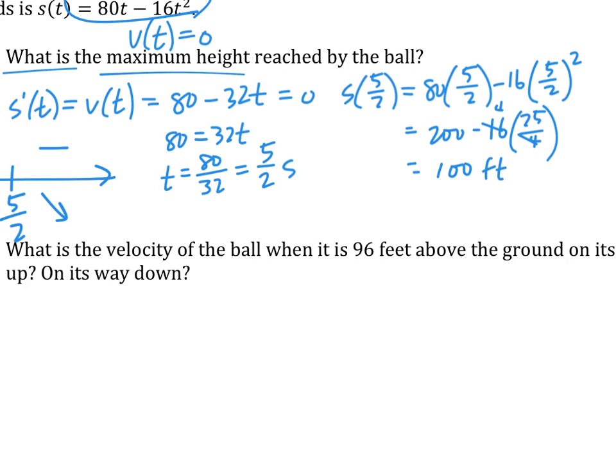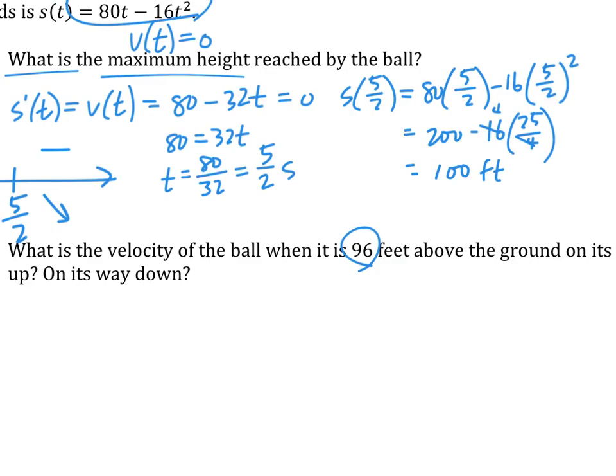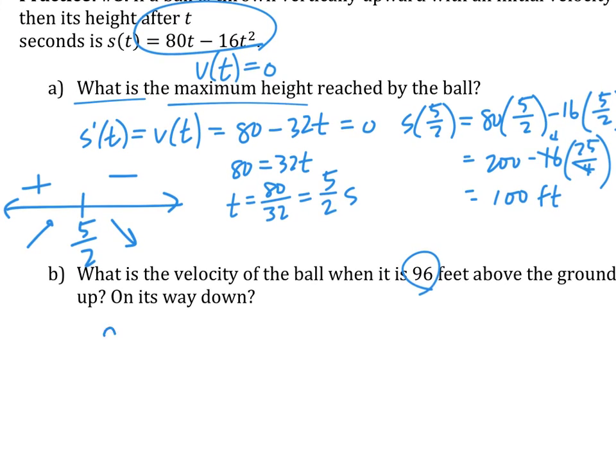Can we just plug it into the V2? Yes, but when is 96 feet going to happen? You have to find that out. So when are you going to reach 96 is the question. 96 has to equal S. So 96 is equal to 80t minus 16t squared. We're saying that this height somewhere in time is equal to 96. When is that going to happen? At two places, on the way up and on the way down.